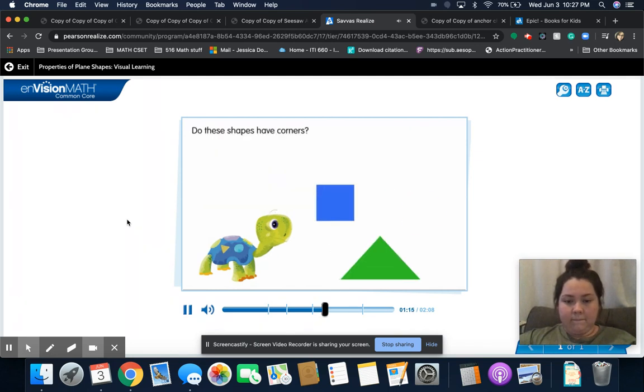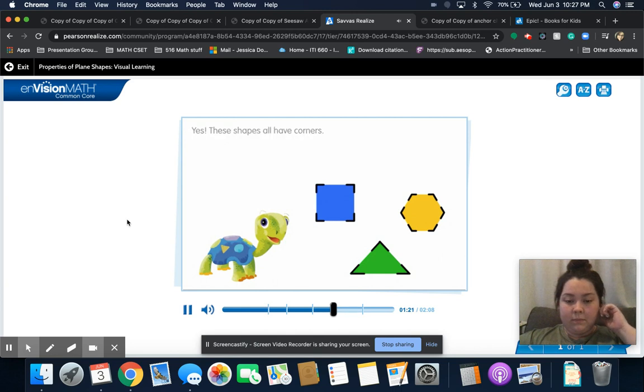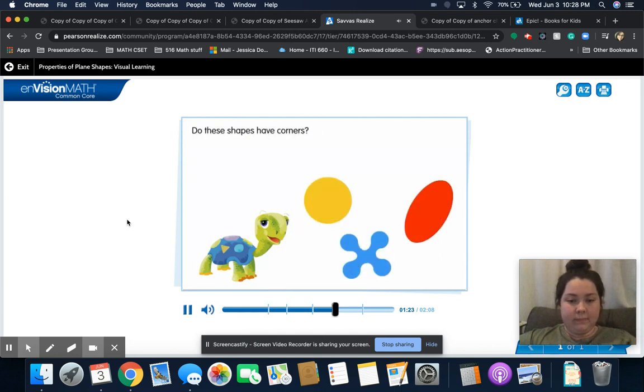Do these shapes have corners? Yes, these shapes all have corners. Do these shapes have corners? No, these shapes do not have corners. Tell how you know. Corners are where straight sides meet. These shapes do not have straight sides. That's right. You have just learned how plane shapes can be different.